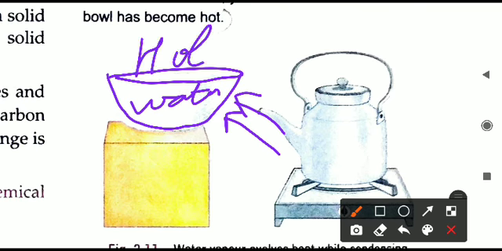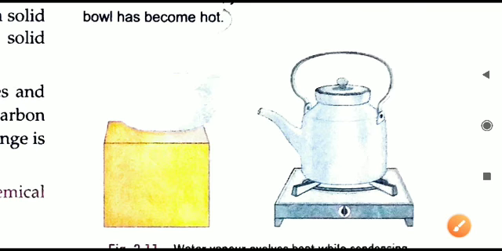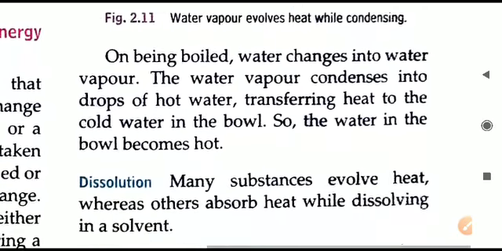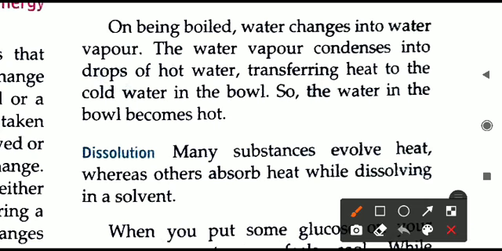This water will convert into hot water after a certain period of time. That is an endothermic change that has taken place for the bowl in this example you have seen. Next, on being boiled, the water changes to water vapor, and the water vapor condenses into drops of hot water, transferring heat into the cold water. So that is the same thing they have explained.